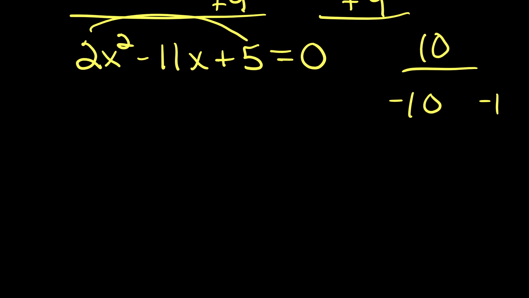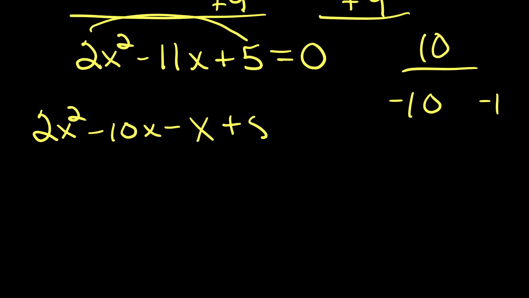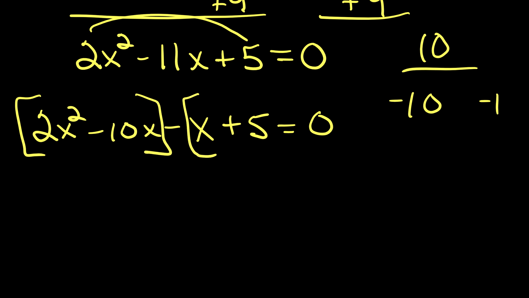So here are my 2 terms that I'm going to use, my 2 factors. And now I'm going to rewrite the problem to be 2x squared minus 10x minus 1x plus 5 equals 0. I successfully created my 4-term polynomial, and now I'm going to factor this.